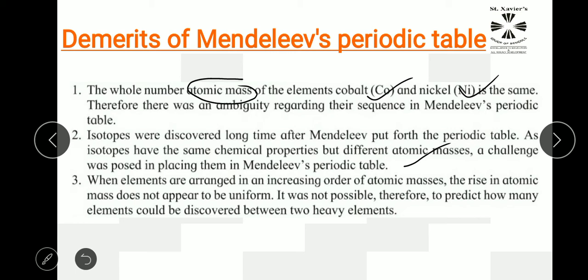So he had to keep all the elements with different atomic masses in the same group. So it was a second demerit.